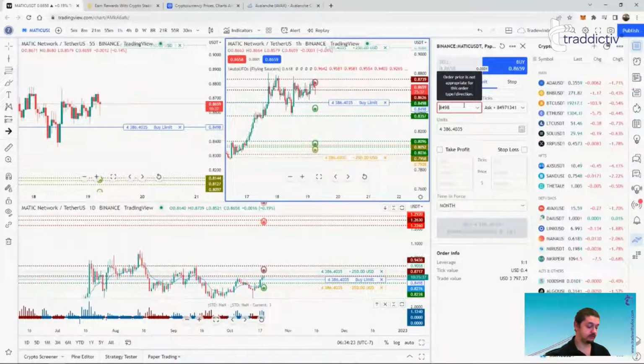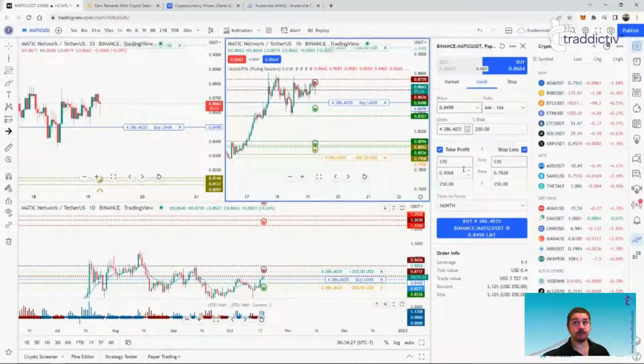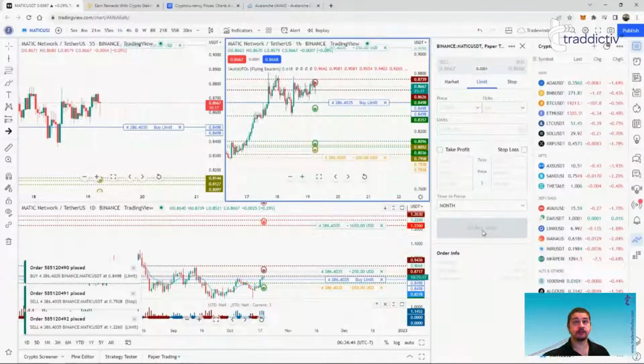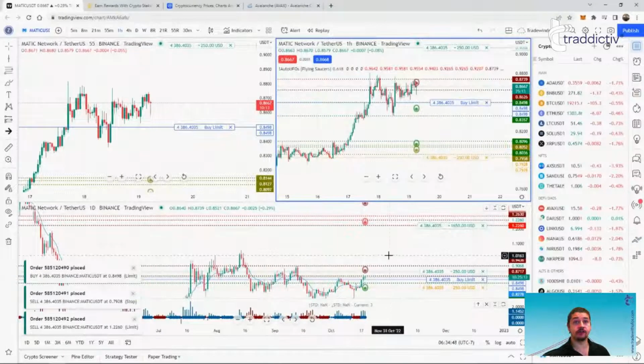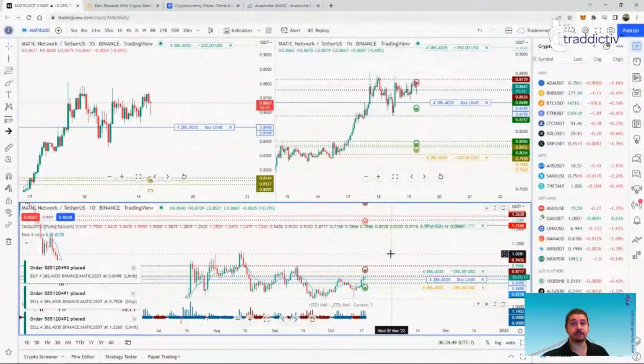84.98. Stop loss remains the same. Now for our final target here, we said we're going to have 1.226 all the way up there. All right. And let's go ahead and buy that also for 250. That's done.